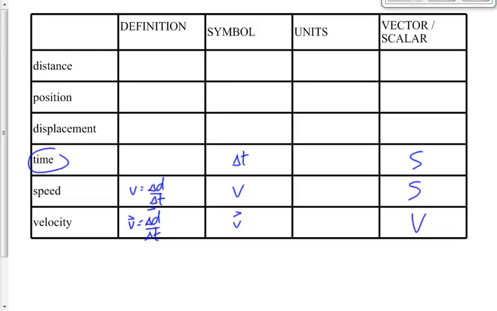What units do we usually use with time? What are the standard units with time? Seconds. What are the standard units for speed? We can use other units, but if in doubt, go to these units: meters per second, and of course it's the same thing for velocity. One more thing.